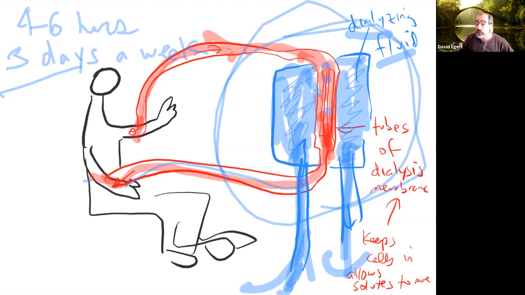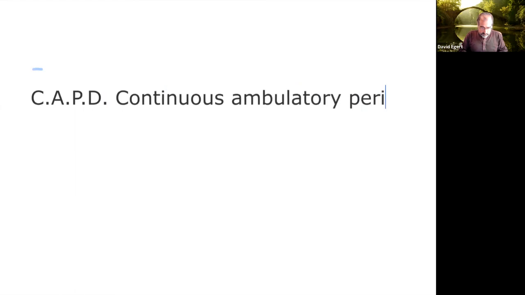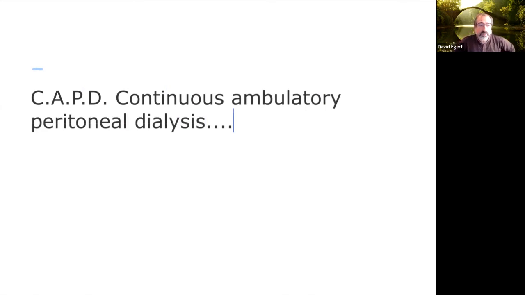There's one other version that people use called continuous ambulatory peritoneal dialysis. Probably going to be faster if I type it. This one is kind of trippy. Here, I'll draw a little picture for you just so you can see it.